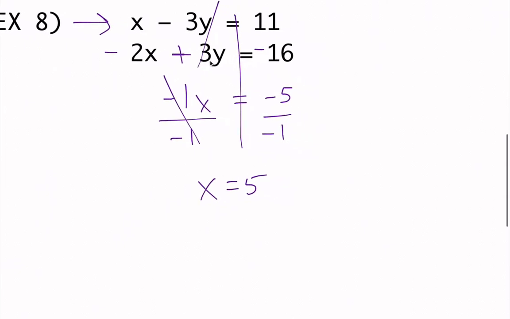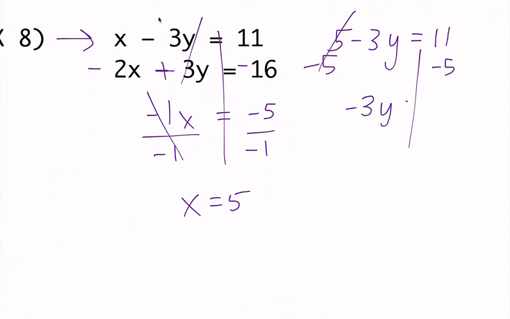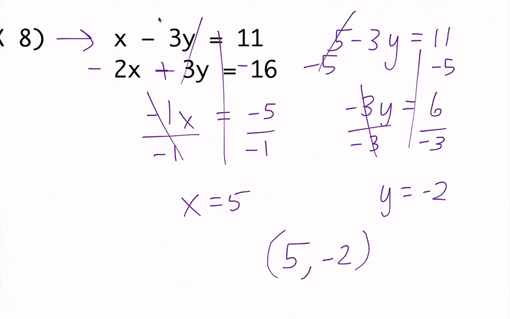So going back to my first equation, I'm going to replace x with 5. So it's going to give me 5 minus 3y equals 11. Take away 5 from each side. Negative 3y drops down. 11 minus 5 is 6. Divide both sides by negative 3 to give me y is equal to a negative 2. So my final answer is the point (5, negative 2).